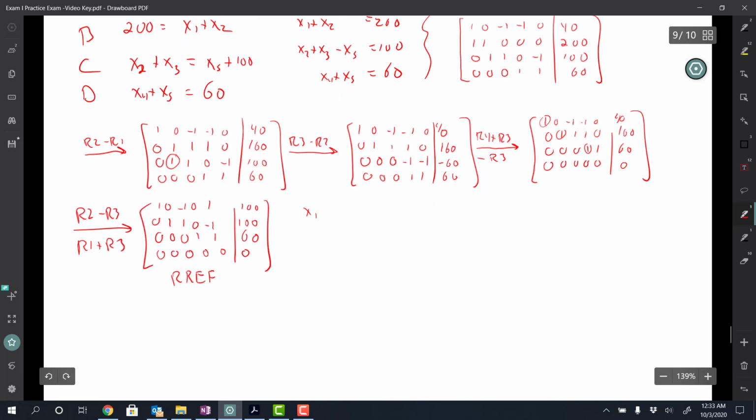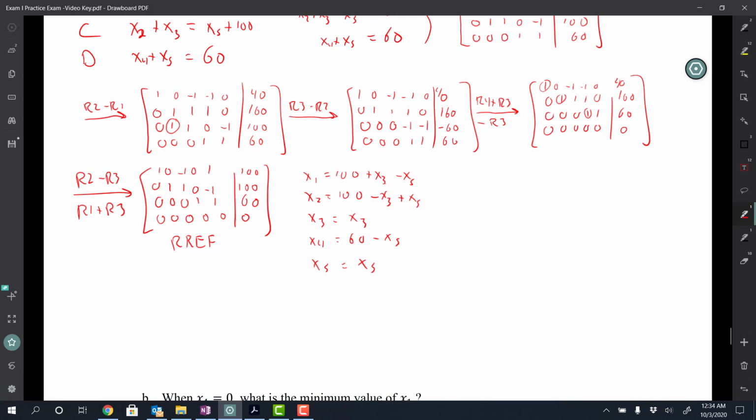That first row tells me x1 is going to be equal to 100 plus x3 minus x5. x2 is going to equal 100 minus x3 plus x5. x3 is going to be a free variable. x4 is going to equal 60 minus x5, and x5 is going to be a free variable. So there will be my solution in parametric form.